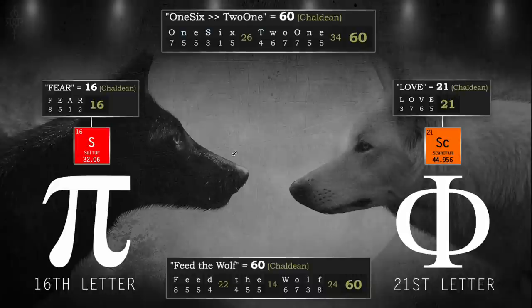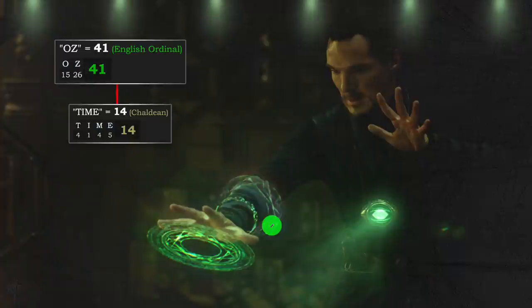The house always wins. Time will definitely dictate that. But it's our love and fear emotions. When you do the numerology of 1621, you get the number 60, and you're right back to feed the wolf. Which one are you going to feed? You're going to use both. And it's the wizard that runs it. It's a wizard that runs this paradigm, folks.